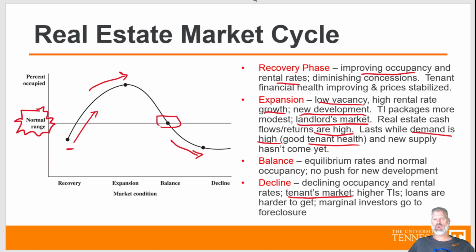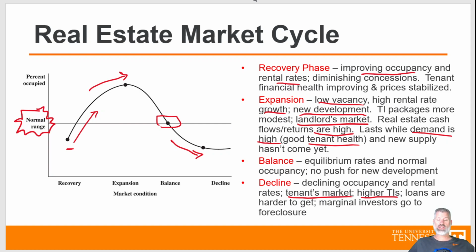Of course, if you're a weaker tenant, it could be very well that the decline in the real estate market coincides with a decline in the overall market, and you as a tenant are struggling because you're having a hard time getting customers and keeping customers. So in this phase, in a tenant's market, it's likely that landlords are going to have to offer higher TI packages. They're going to have to spend more money on spaces to bring tenants in there.